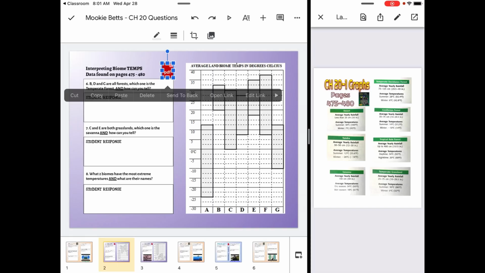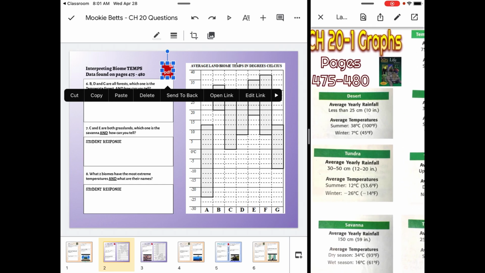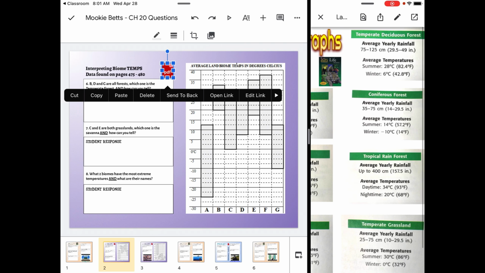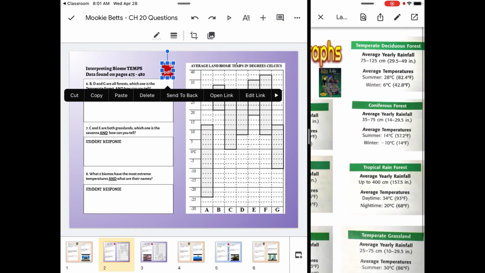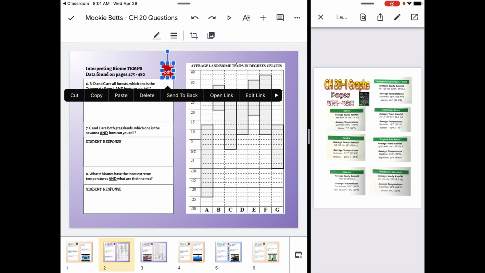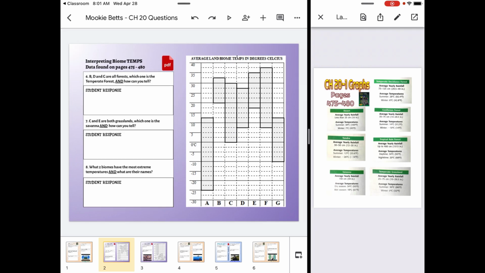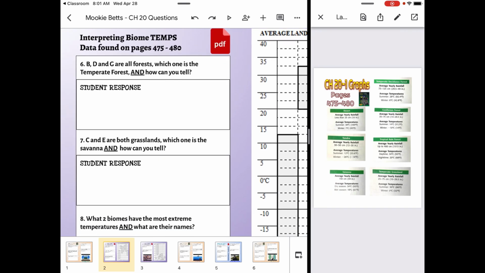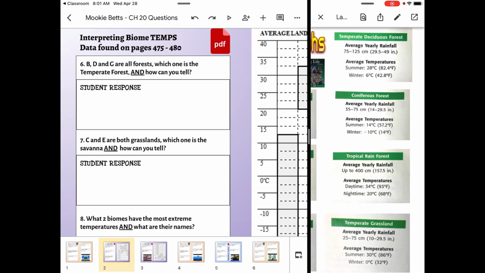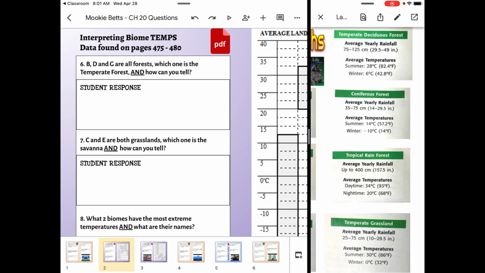And so we have to figure out what these biomes represent. So these are the 7 biomes, but they're labeled A, B, C, D, E, and F. And so we have somewhere in there desert, tundra, savanna, temperate grassland, tropical rainforest, coniferous forest, and temperate deciduous forest. So, first one, I just tell you straight up, biomes B, D, and G are all forest. So here we have our 3 forests, and we have to figure out which one is the temperate deciduous forest.